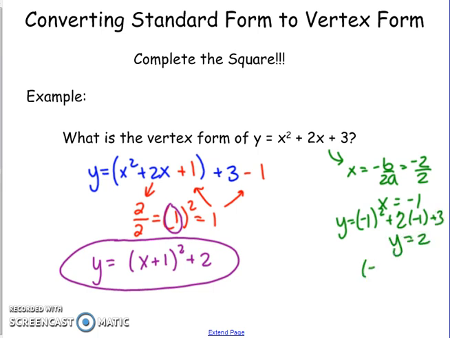Since the vertex is negative 1, 2, the a value is still 1. We can see that from the original problem, so we have nothing in front. And then you use the opposite. Since it's a negative 1, we would put a plus 1 squared. And then on the outside, we have a plus 2. So we can get the same equation both ways, but completing the square is going to be a little bit faster.